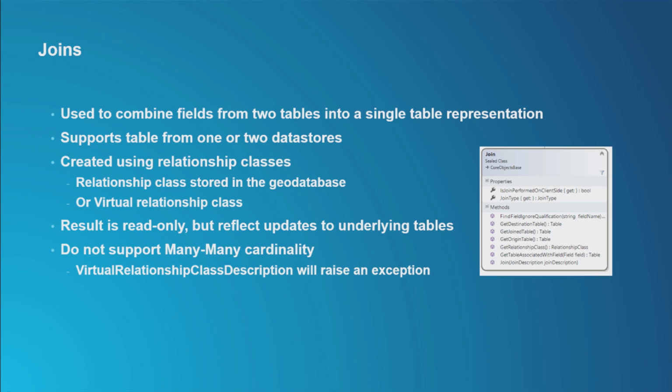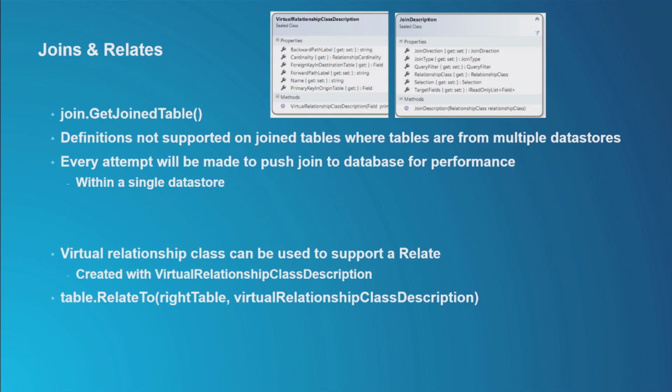They're created using a relationship class, and that relationship is either stored in the geodatabase as a physical object or is a virtual relationship class which you generate in your code. The results are read-only, but they do reflect the updates that happen underneath the table, so they're not static, right? We do not support many-to-many cardinality with joins. If you tried to do this with the in-memory virtual relationship class, it would raise an exception. So once you've defined a join with a join description, you can say join.getJoinTable.